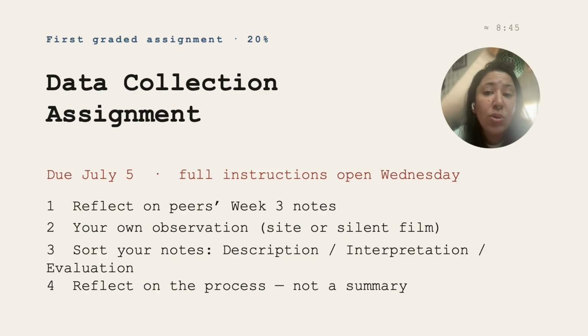Part 1 reflects on note taking from week 3 of your peers and sets you up for part 2. Part 2 is your own observation, either a real site connected to your research, or, if summer life makes that hard, a silent short film I link. So watch once, take notes live, and part 3 is where you sort your own notes into that description, interpretation, evaluation chart. And yes, you will feel the lines blur exactly as you watched them blur in mine. Part 4 is a reflection on the process, not a summary. And this is the private, in-world version of everything we are practicing publicly this week.